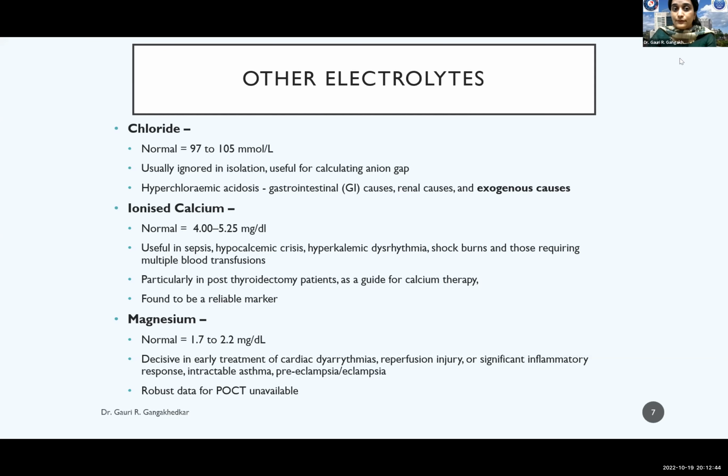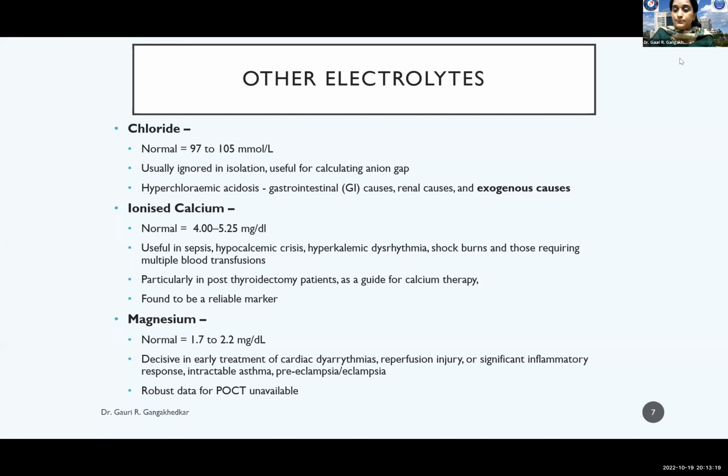Our normal values are somewhere between 4 and 5.5. These are useful too, because here you can use them in sepsis, in hypocalcemic crises, in hypercalcemic dysrhythmia, shocks, burns, and patients who have received multiple transfusions. They're particularly useful in post-thyroidectomy patients to guide calcium therapy, and here they've been extensively studied. And we find the ionized calcium values in particular can be used as a reliable marker, particularly as a trend, if not as isolated values.